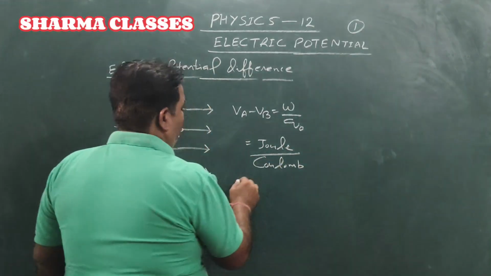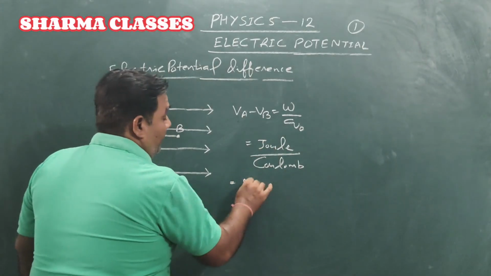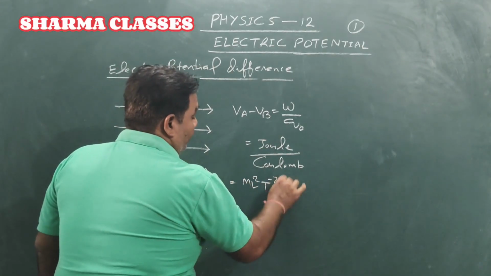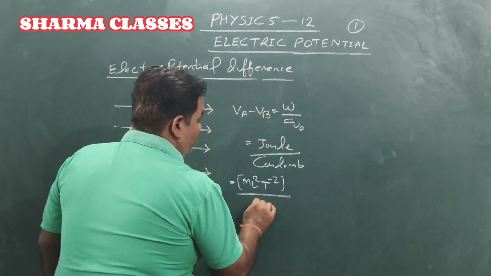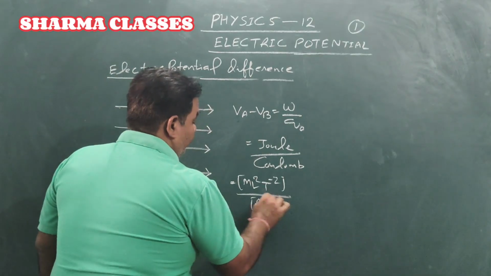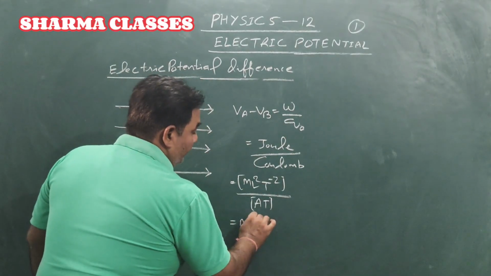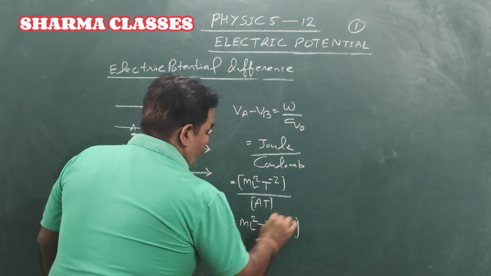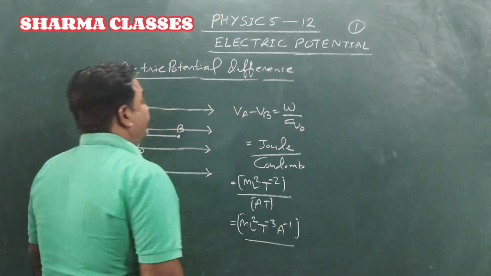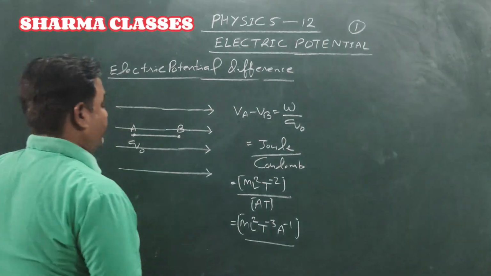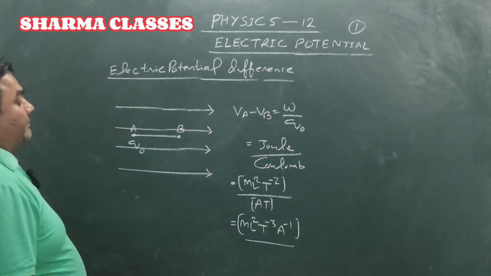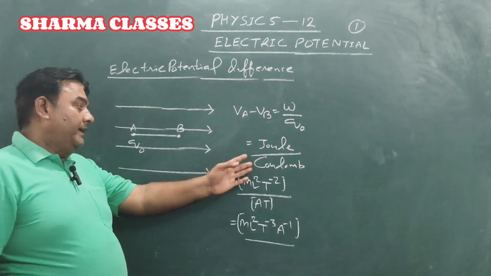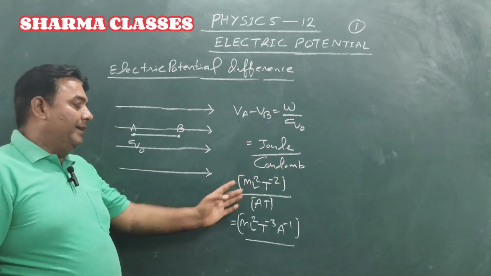And the dimension is: the dimension of work is ML2 T minus 2, and the dimension of charge is AT. So the dimension is ML2 T minus 3 A minus 1. This is the electric potential difference, its unit and its dimension.